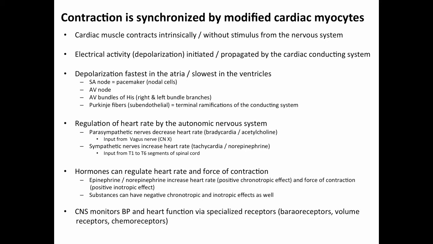The central nervous system, as you know, monitors blood pressure and heart function by specialized receptors. We're not going to talk about these here, but you'll touch on them in physiology. There are baroreceptors, volume receptors, and various chemoreceptors.